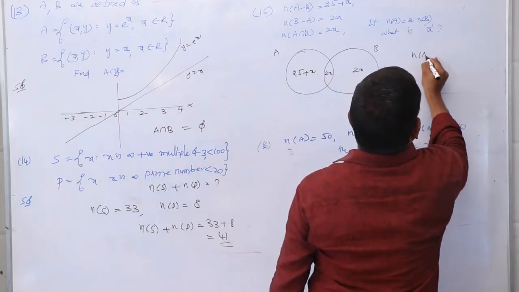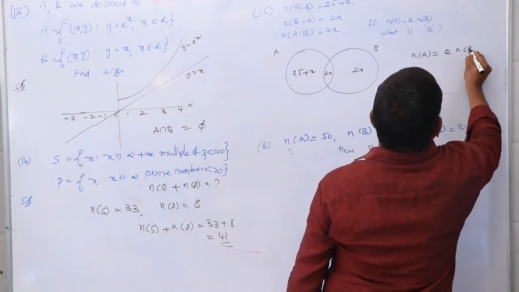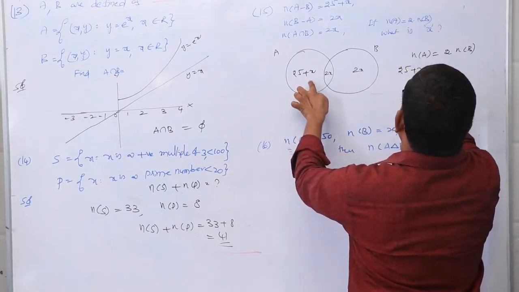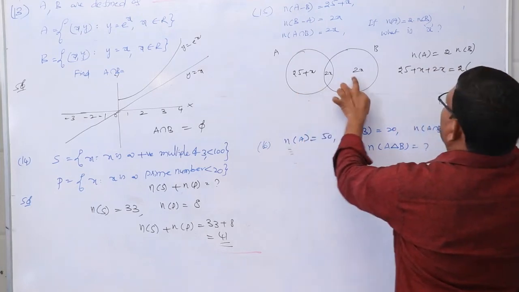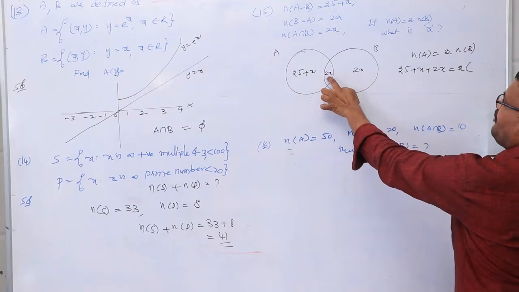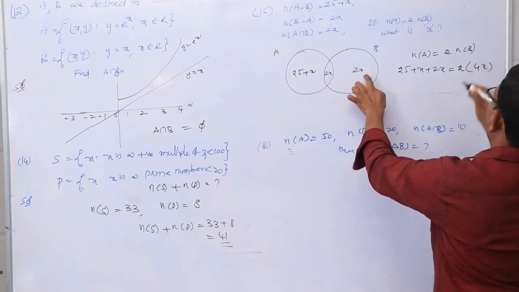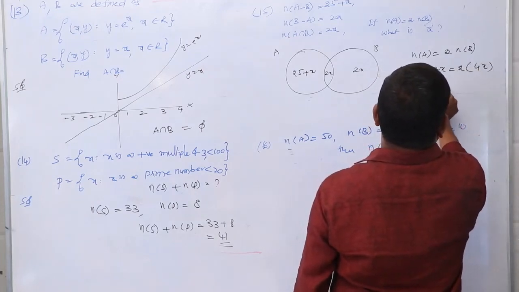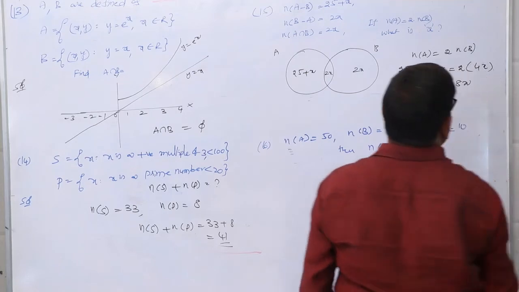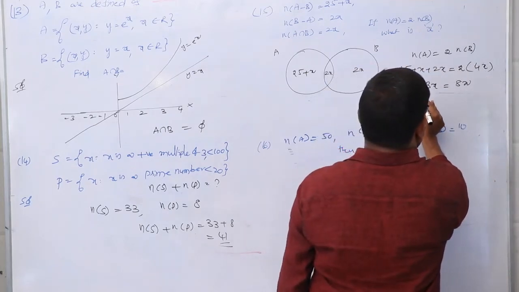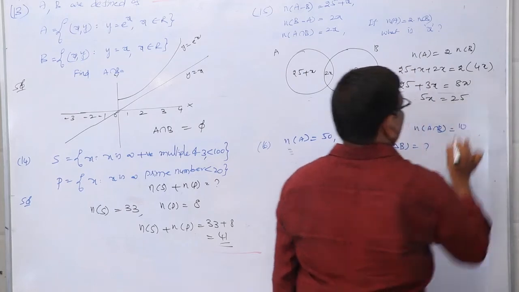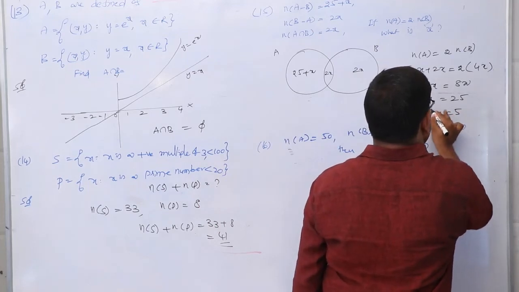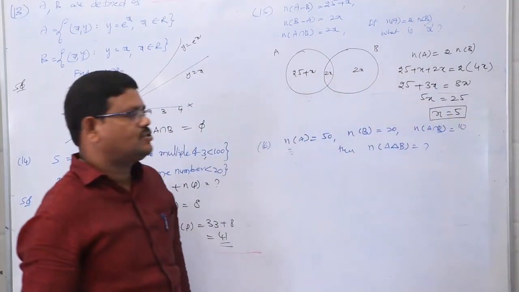Given n(A) equals 2 times n(B). In set A we have 25 plus x plus 2x, equal to 2 times, in set B we have 2x plus 2x, which is 4x. So 25 plus 3x equals 8x. That means 5x equals 25 and x equals 5. Therefore, the value of x equals 5.